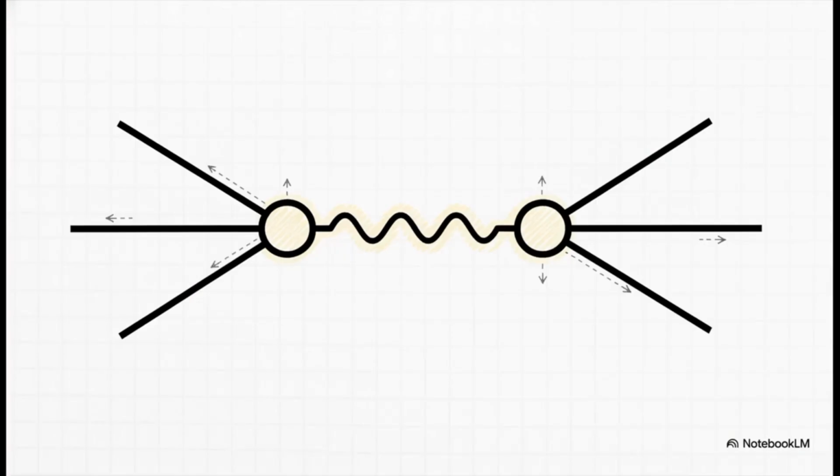Because we can't literally see these subatomic interactions with our own eyes, we use Feynman diagrams.